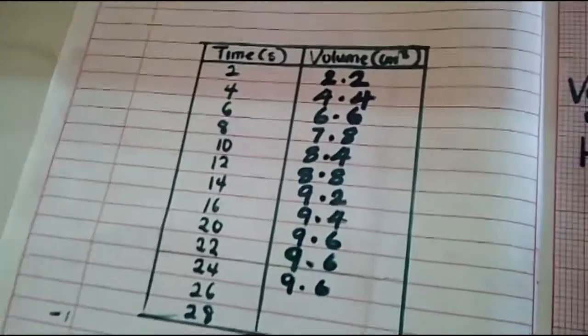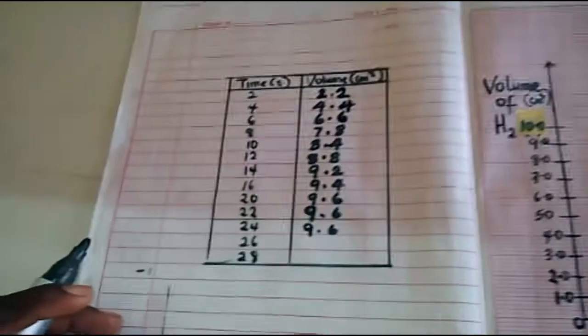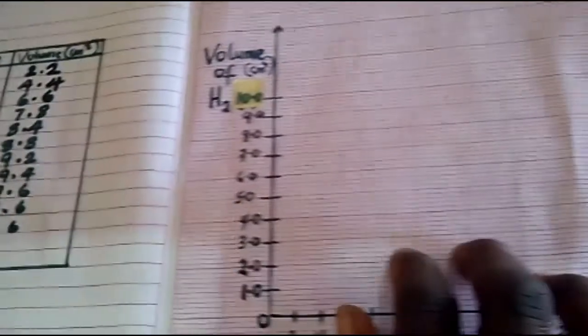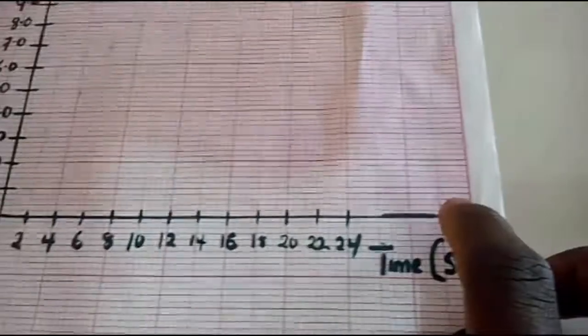We will now work with our table of values on our graph. Here is our table of values and here is our graph. Our volume is on the vertical axis while our time is on the horizontal axis. Now we plot our graph.